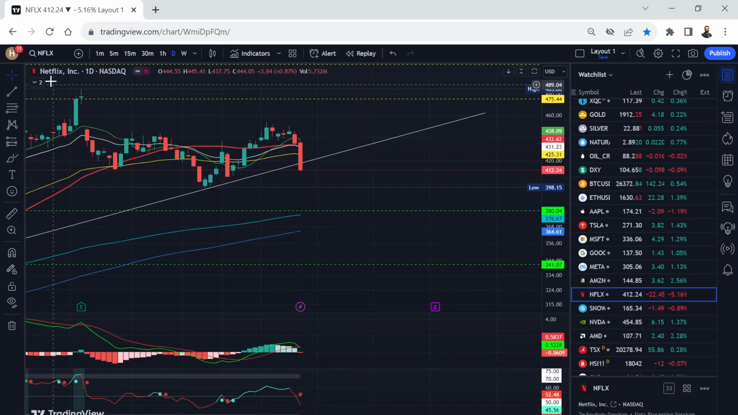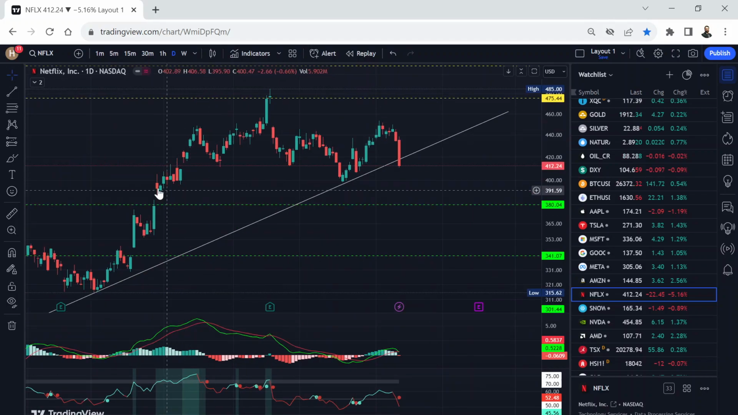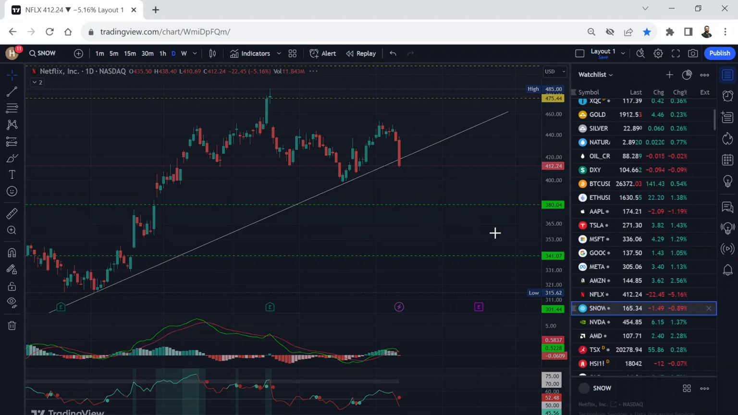There's a gap around 380.04. If I hide this, this is gap around 380.04. Wait for it to fill that gap. It might come down since we got now green line up above red line and red dot. So it looks like there will be some more pressure on Netflix.